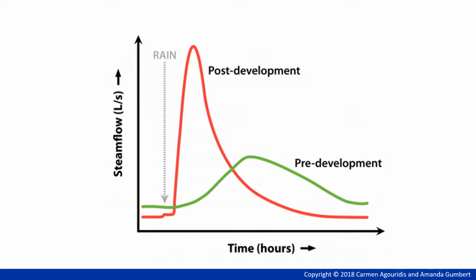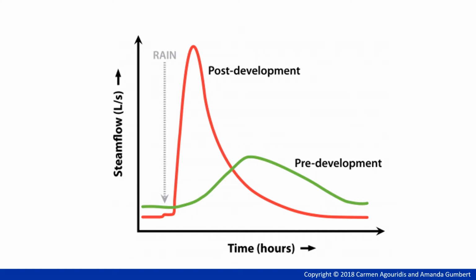In this figure, the pre-development hydrograph is in green and the post-development hydrograph is in red. The post-development hydrograph has a much taller peak that occurs sooner than the pre-development hydrograph. Hence, development resulted in a larger peak flow and shorter time to peak. In other words, development changed the way runoff reached the stream.